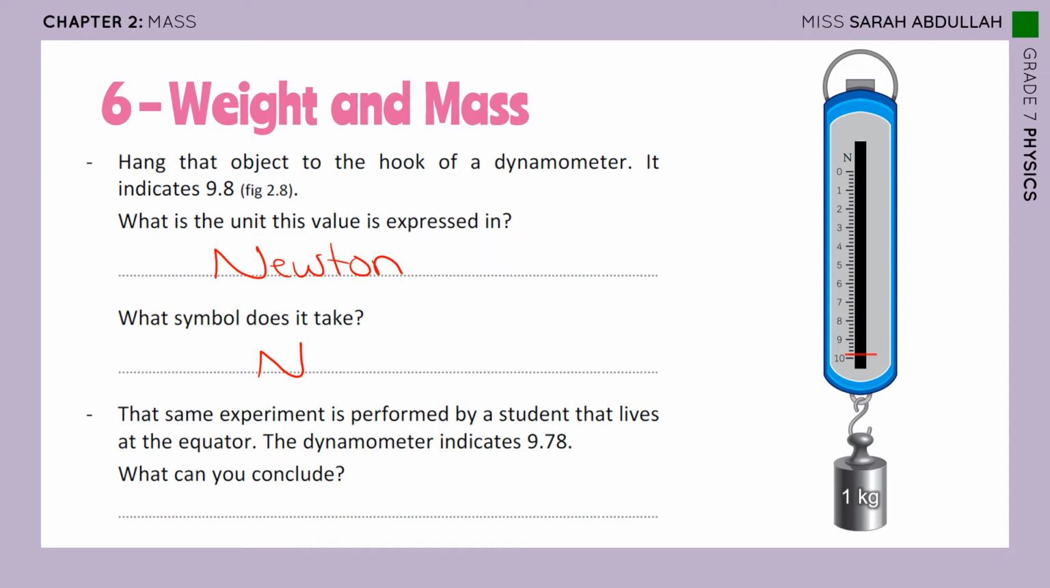What can we conclude? That the weight of a body varies from one place to another, right? Because in Lebanon, it indicated 9.8, but at the equator, it is 9.78. So we say the weight of a body simply varies from one place to another.